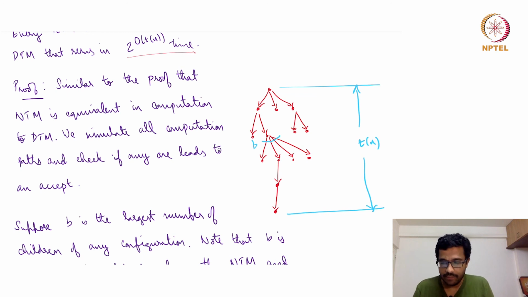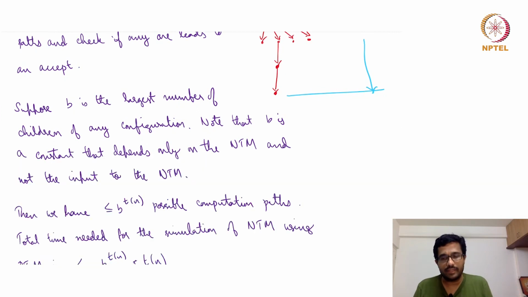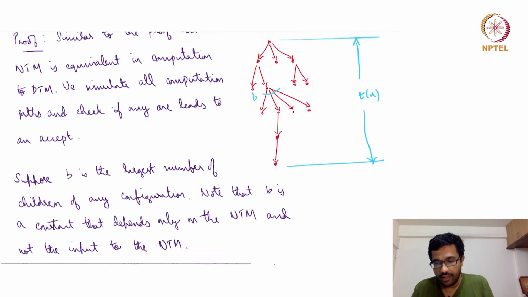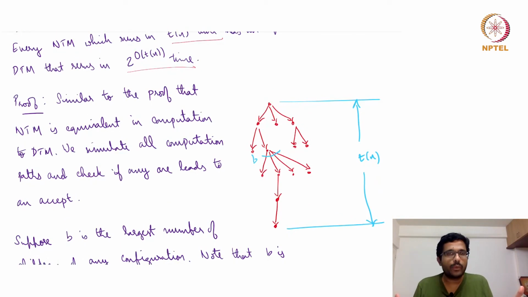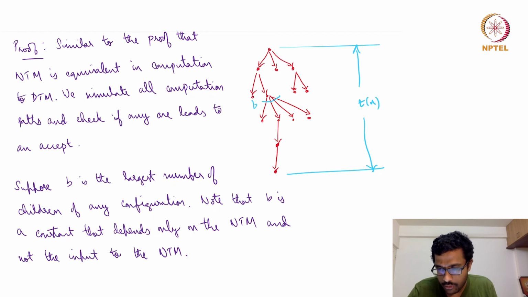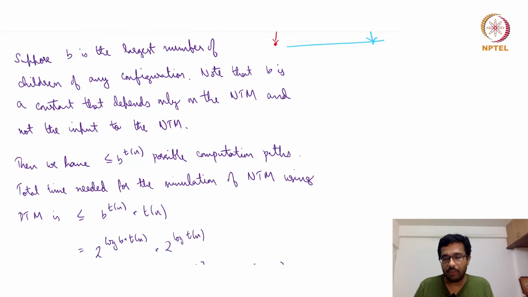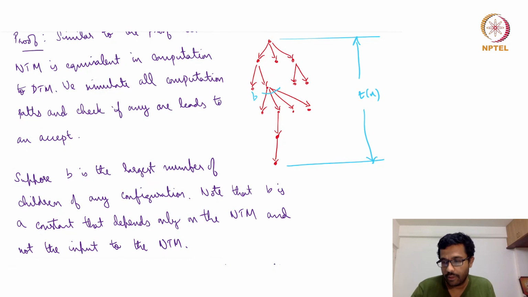So let's assume it is b, and it will be bounded once the Turing machine is fixed, and it does not vary with the input length. It's just fixed based on the Turing machine. Now let's say at level 0 there is one configuration, at level 1 there could be at most b configurations, maybe not as many. At level 2 there could be b squared, maybe not as many, and so on. So the number of computation paths will be b power T(n), where T(n) is the total number of steps required for the non-deterministic Turing machine.